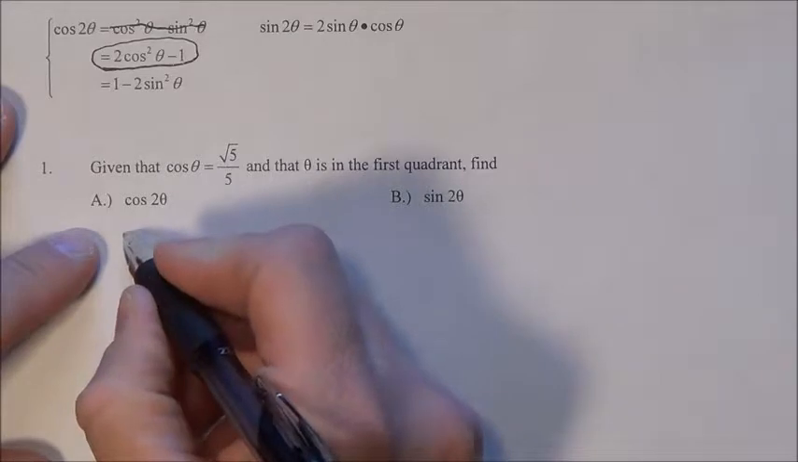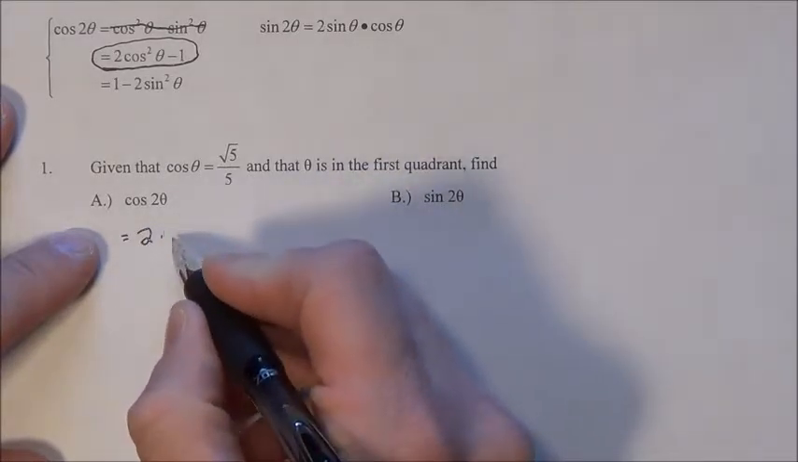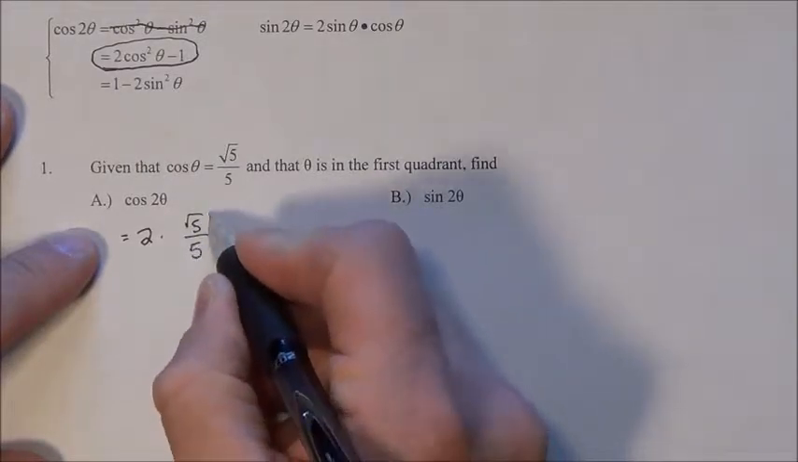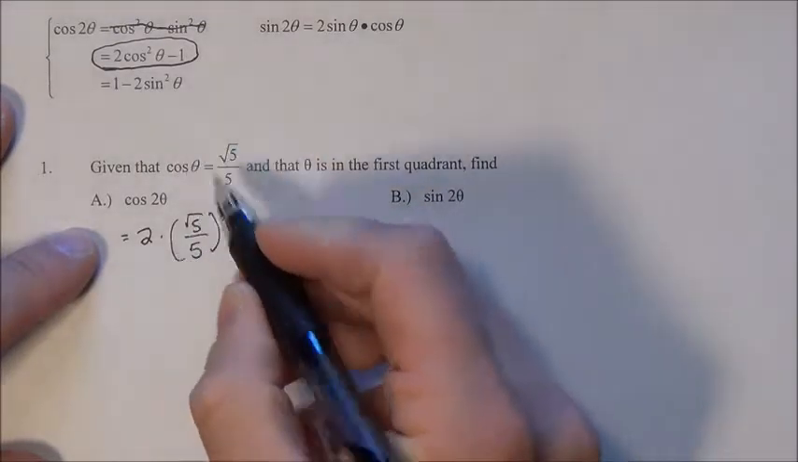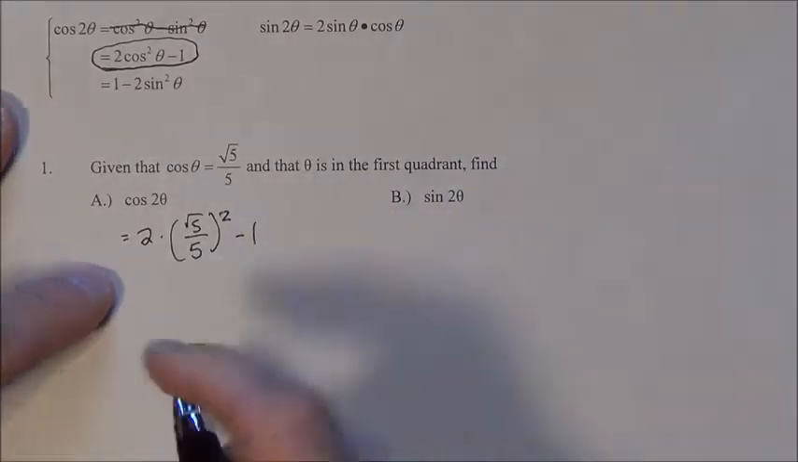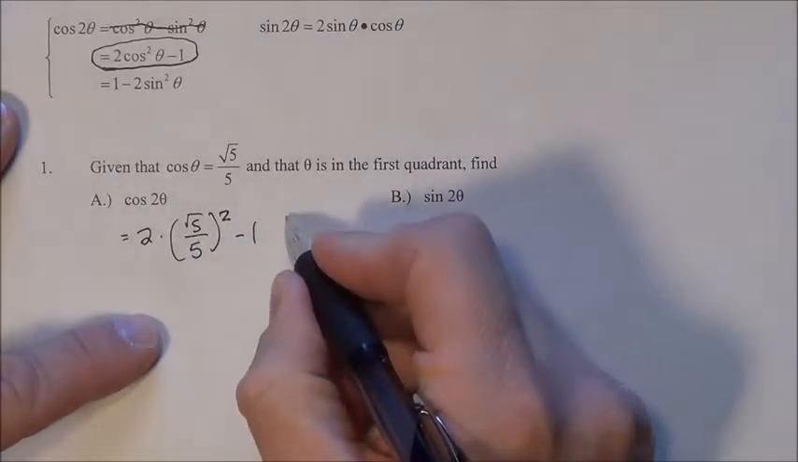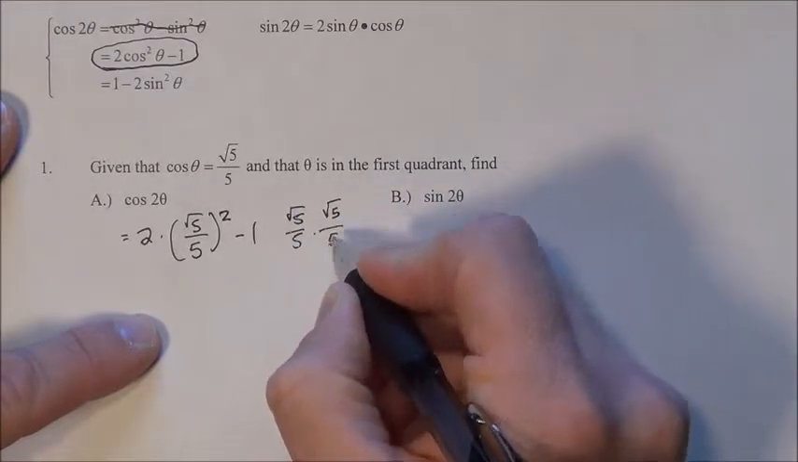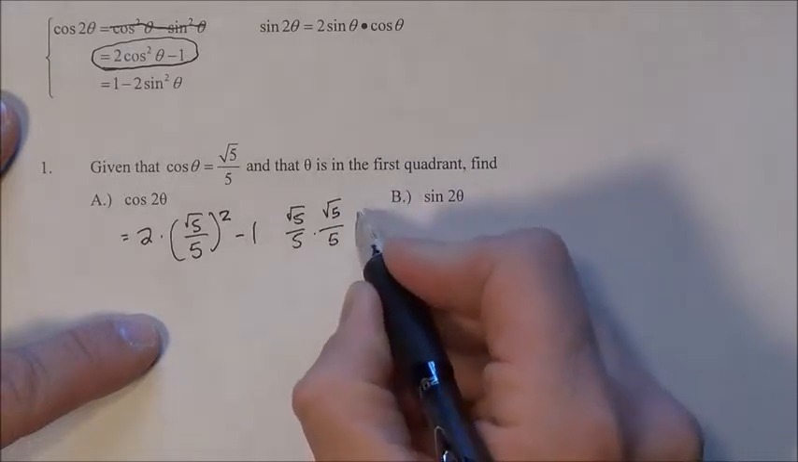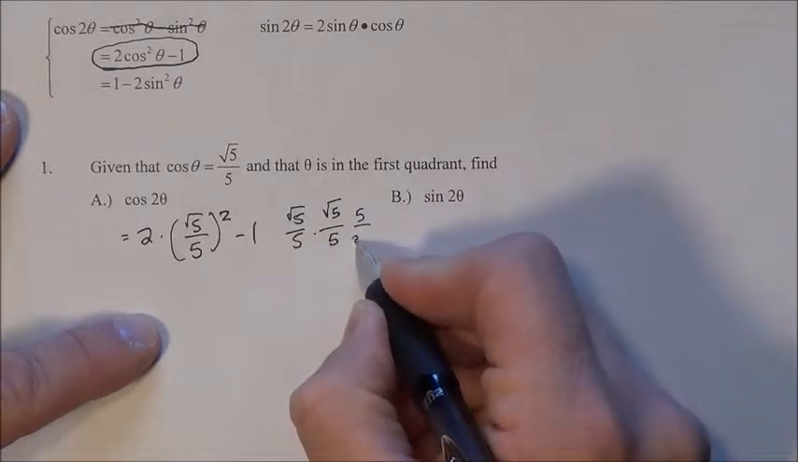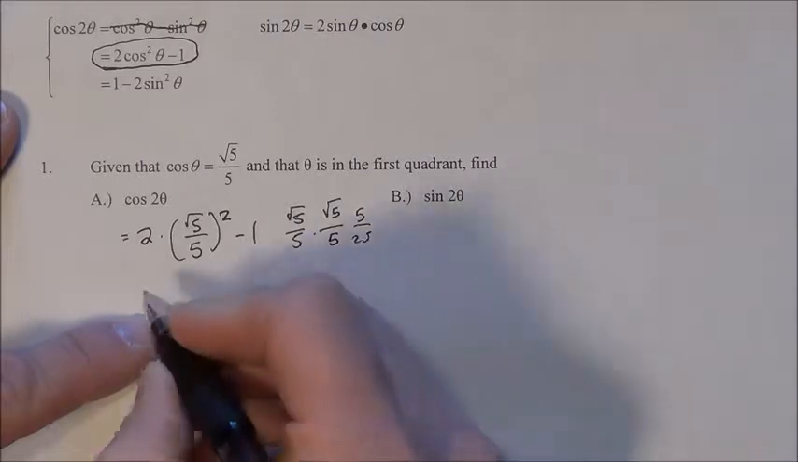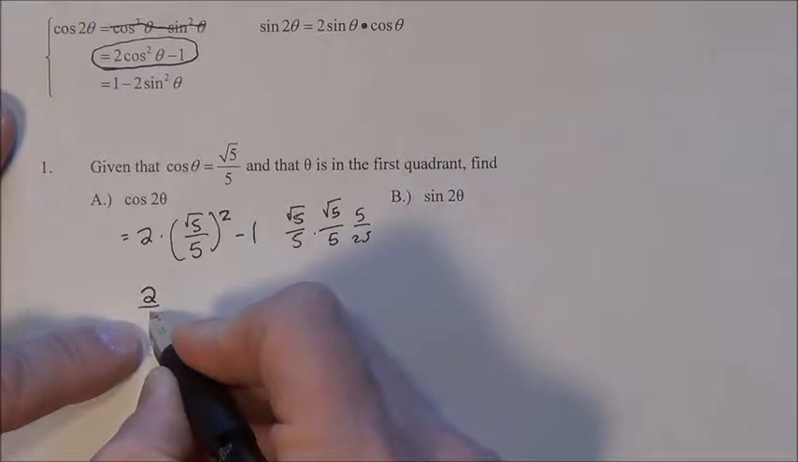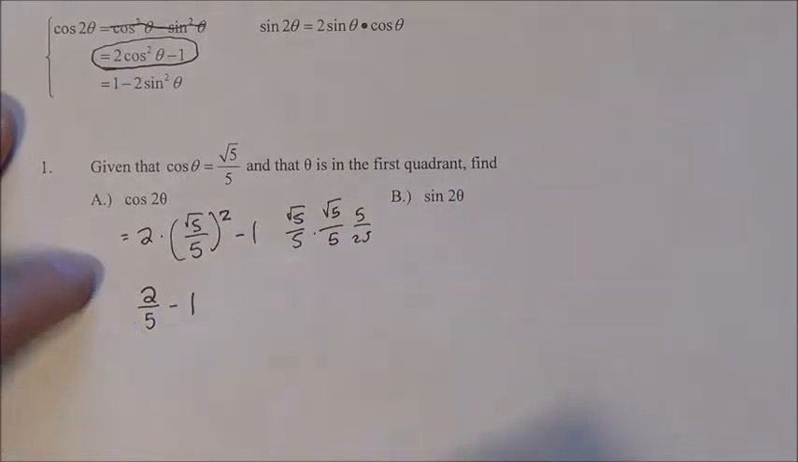Now, the formula says to do 2 times the cosine of theta squared. So the cosine is root 5 over 5, and we're going to square that. And then we have to subtract 1. When we square this, remember, root 5 over 5 times itself. Well, root 5 times root 5 is 5. 5 times 5 is 25. That just simplifies to what? 1/5. So this is 2 times 1/5. 2 times 1/5 will be 2/5, and subtract 1 whole unit.